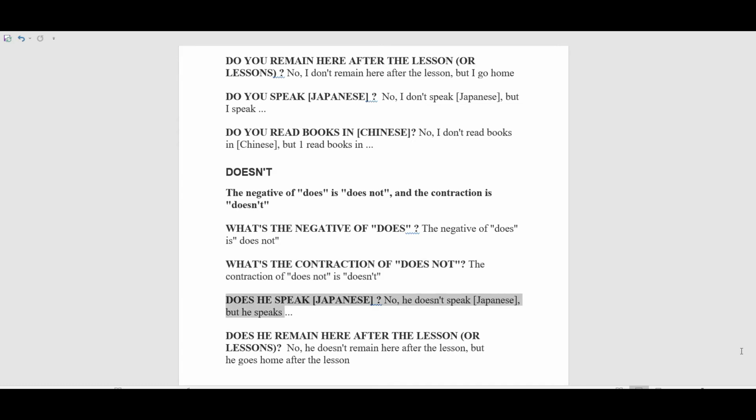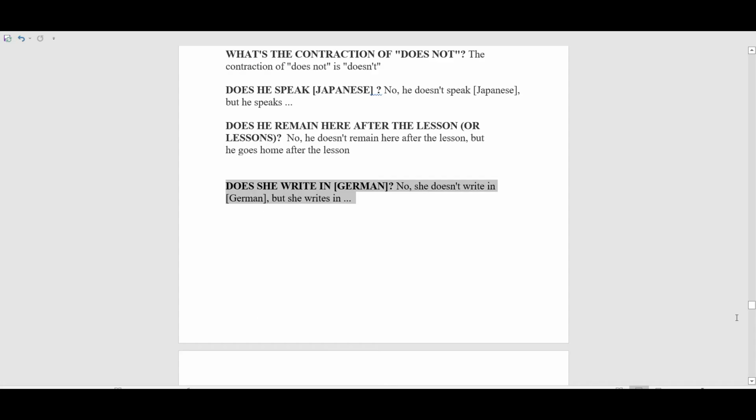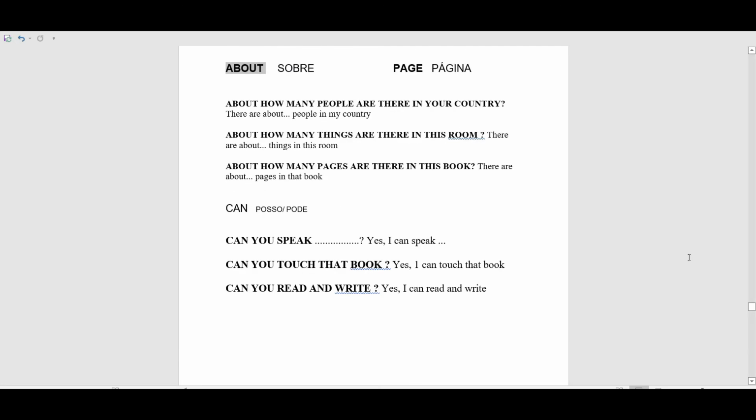Does he speak Japanese? No, he doesn't speak Japanese, but he speaks. Does he remain here after the lesson? No, he doesn't remain here after the lesson, but he goes home after the lesson. Does she write in German? No, she doesn't write in German, but she writes in.